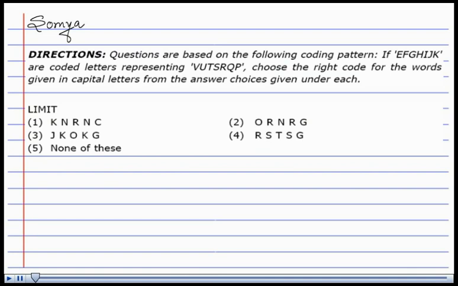Hello, I'm Soumya. Directions. Questions are based on the following coding pattern. If E, F, G, H, I, J, K are coded letters representing V, U, T, S, R, Q, P, choose the right code of the words given in capital letters from the answer choices given under each. Now the question is, LIMIT.